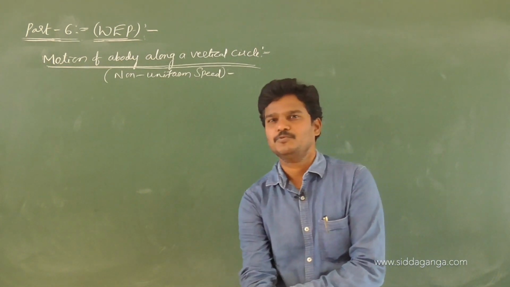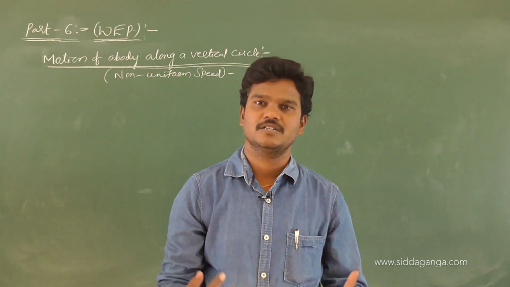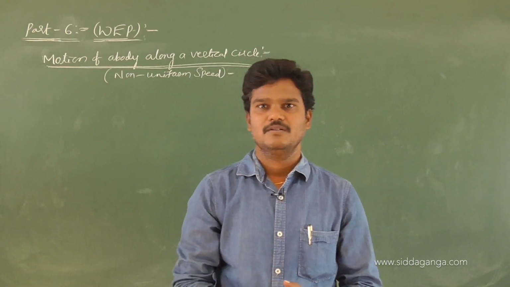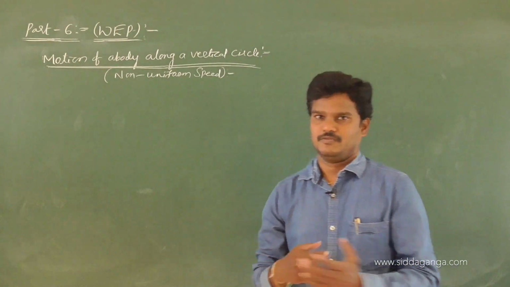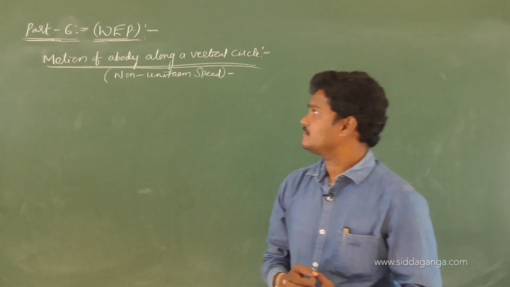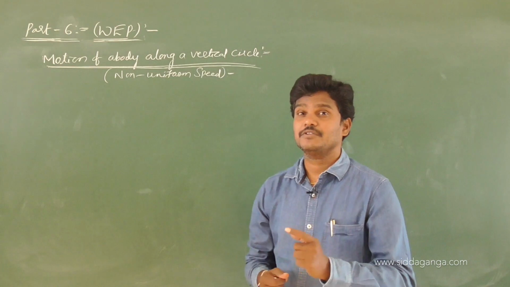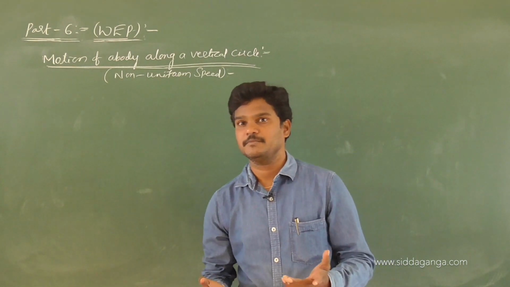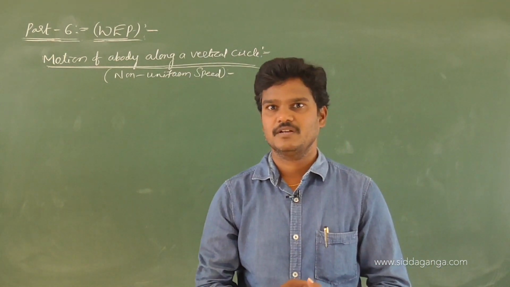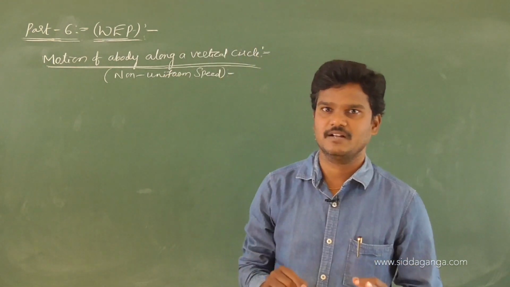Let me show a few relations in a vertical circle. There are horizontal circle and vertical circle. Here let me show some relations. So here they gave motion of a body along a vertical circle with non-uniform speed. Non-uniform speed means different speeds. Uniform speed means the same speed at every point on the vertical circle.